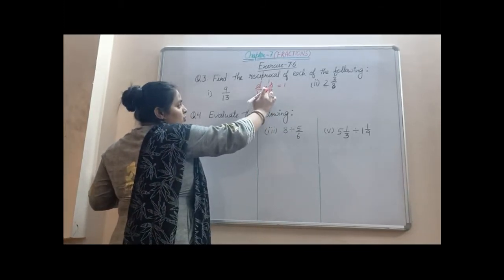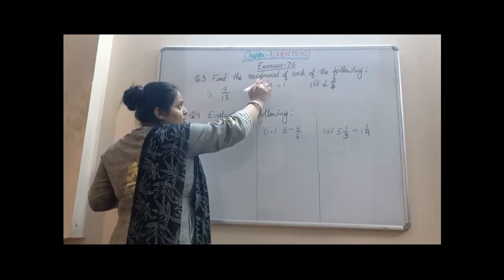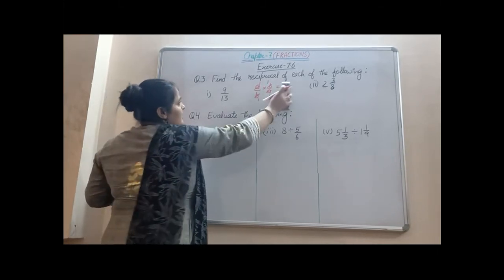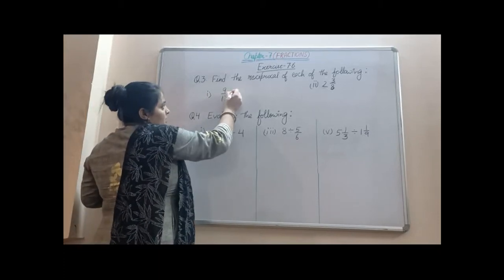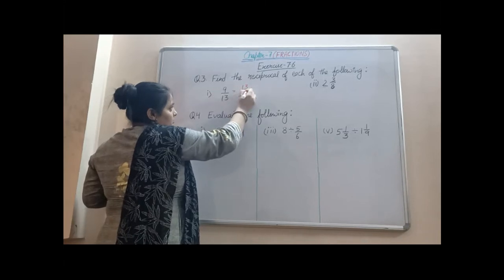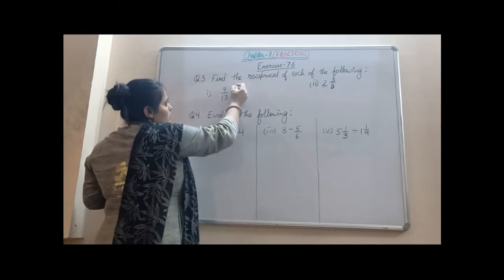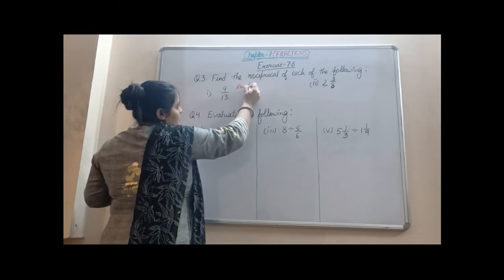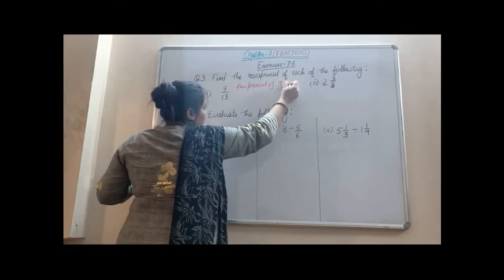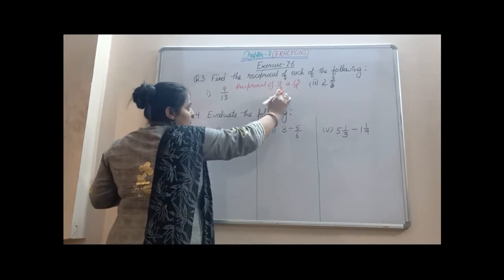So whenever we multiply the opposite, that is, this denominator will become numerator and this numerator will become denominator, then the product is always 1. So what is the reciprocal of this 9 by 13? This denominator will become numerator, that is 13, and 9 will become denominator. So reciprocal of 9 by 13 is 13 by 9. Means numerator will become denominator and denominator will become numerator.